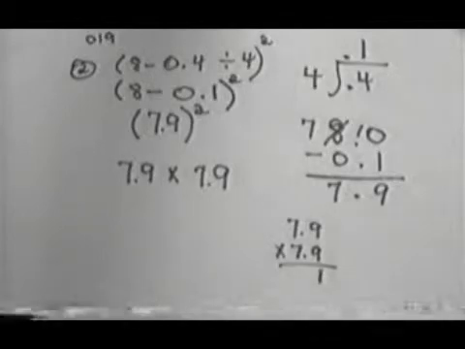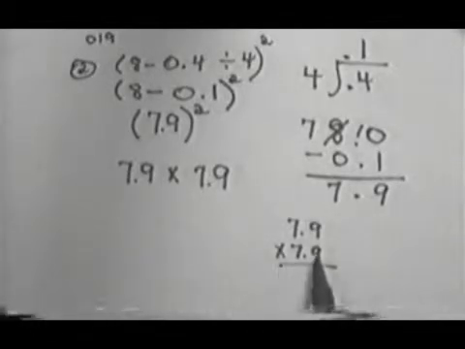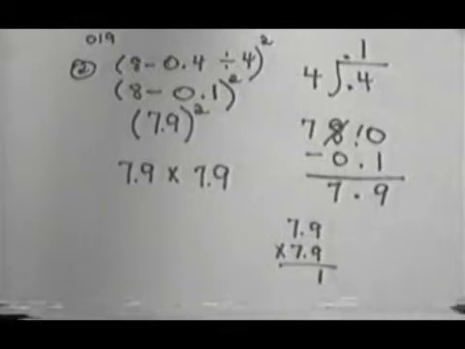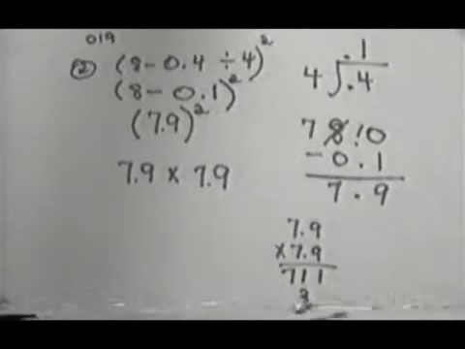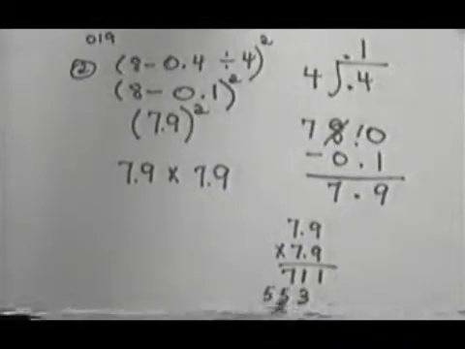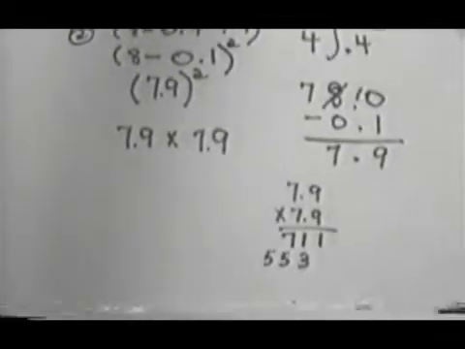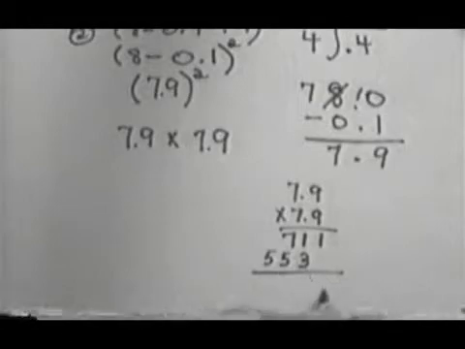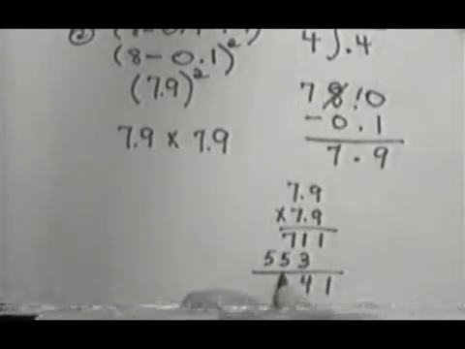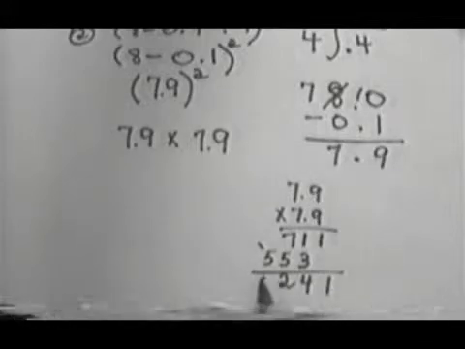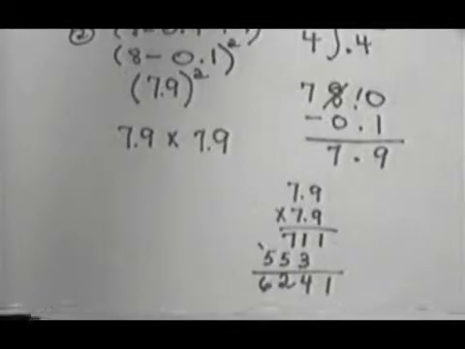9 times 9 is 81. Carry our 8. 9 times 7 is 63. And 8 is 71. 7 times 9 is 63. Carry our 6. 7 times 7 is 49. And 6 is 55. I'm going to add that up. 1, 4, 12, carry our 1. 1 and 5 is 6. So I get 6241.